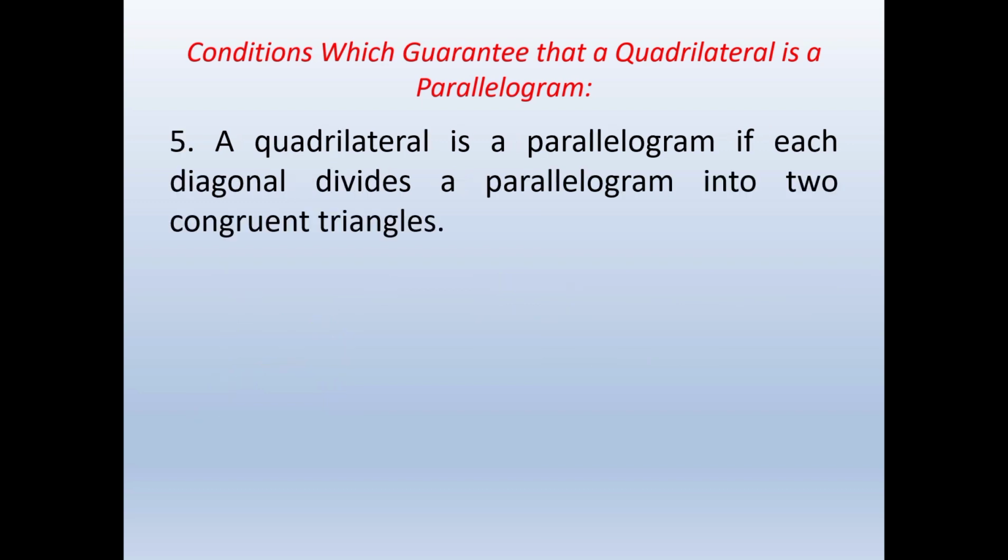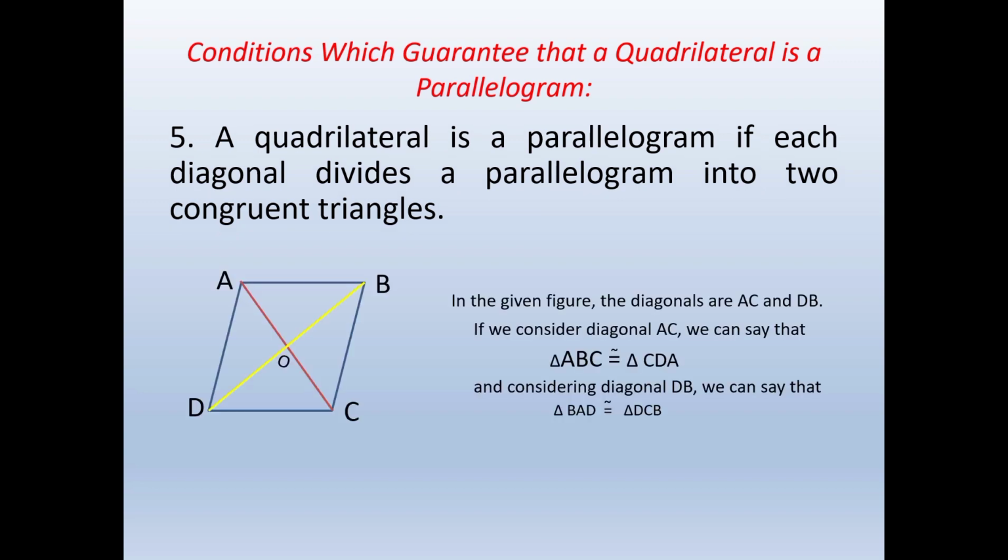Condition number 5. A quadrilateral is a parallelogram if each diagonal divides the quadrilateral into two congruent triangles. In the given figure, the diagonals are AC and DB. If we consider diagonal AC, we can say that triangle ABC is congruent to triangle CDA. And if we consider diagonal DB, we can say that triangle BAD is congruent to triangle DCB.